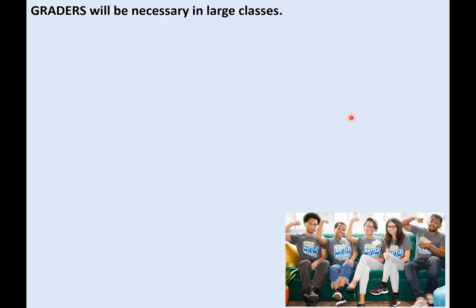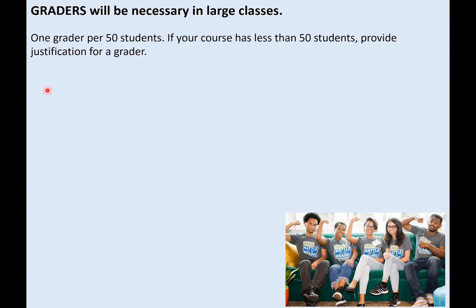So as you can imagine, especially in a large class, graders are going to be necessary. And you can get a group of students who maybe took your class in the past, and it ends up being a really positive experience. So I just want to first talk about what we talked about on Friday: if you have more than 50 students in your class, you can have one grader per 50 students. So I have 180 students in genetics. I'm going to have 3 or 4 graders. Again, if your course has less than 50 students, provide justification for a grader. If you have a certain type of assignment where a grader would be really helpful, please ask for a grader.